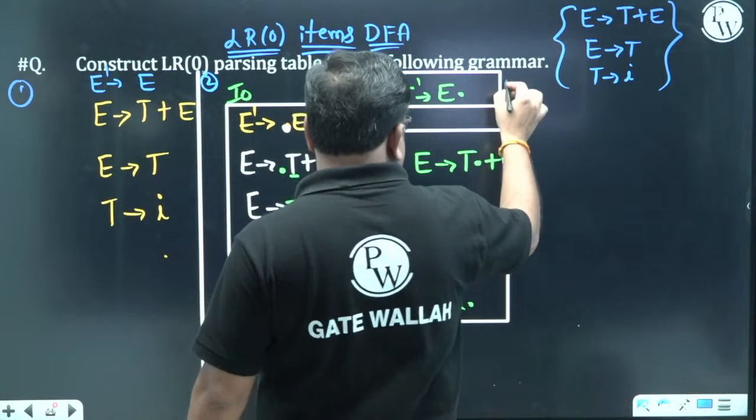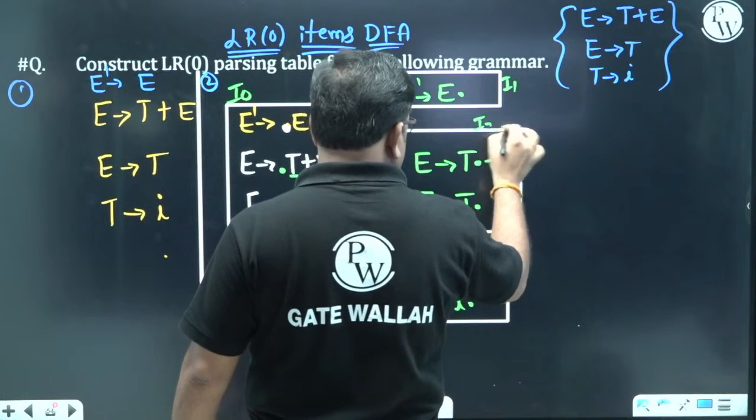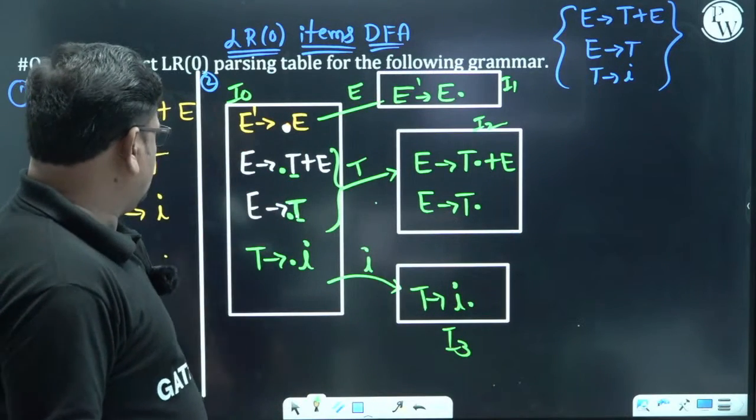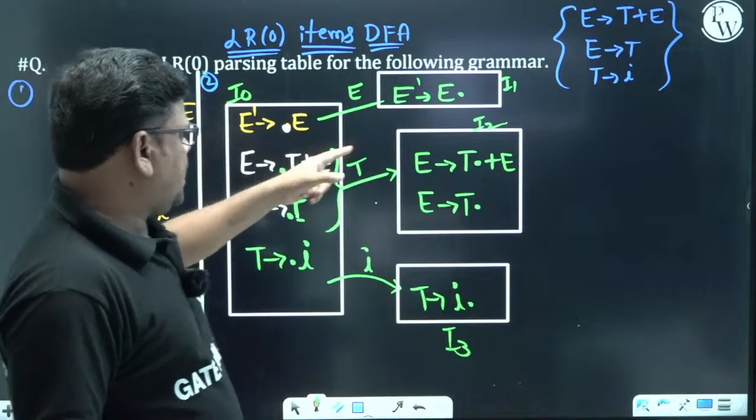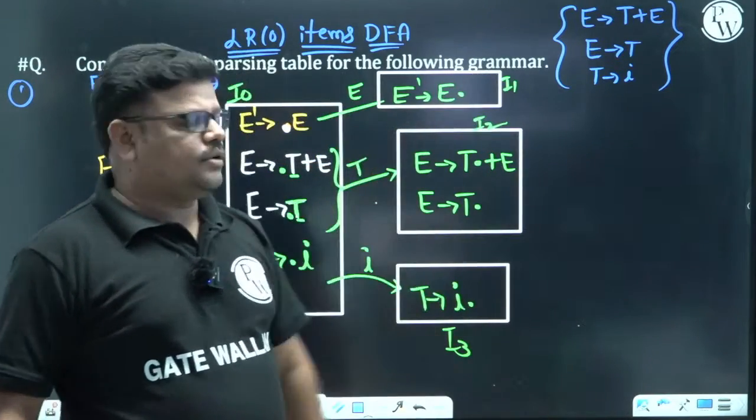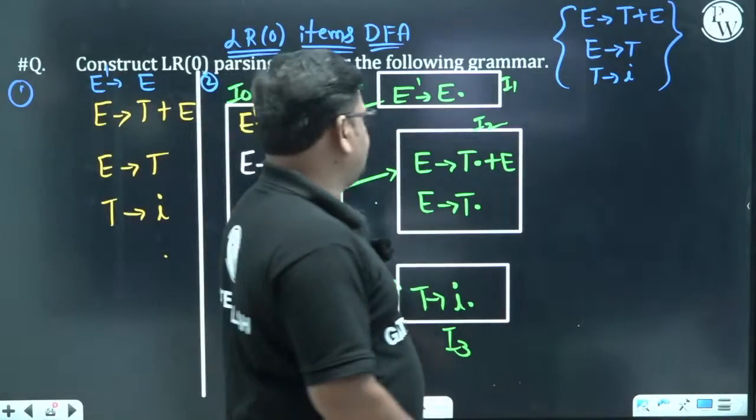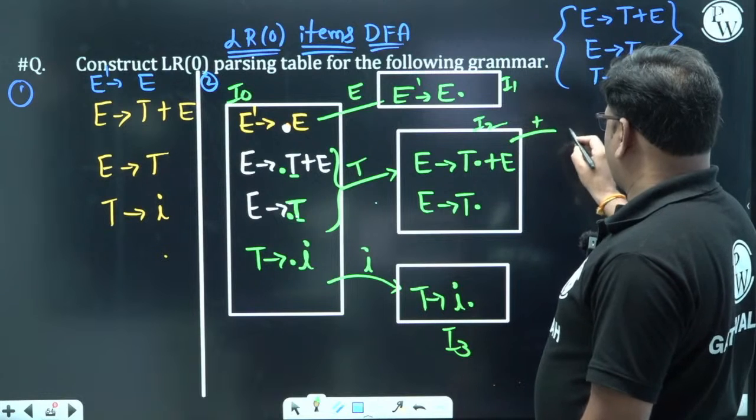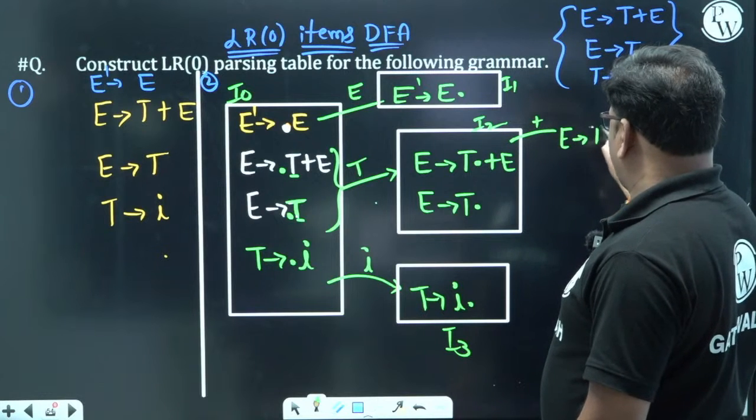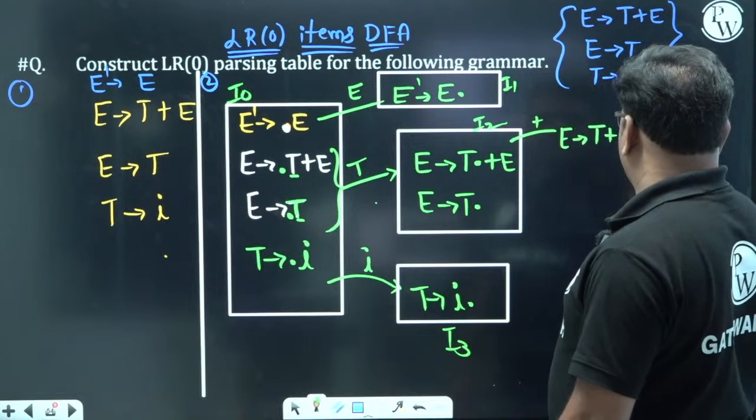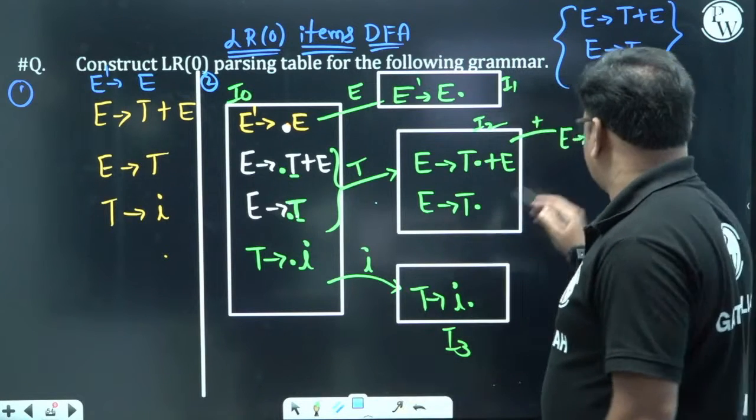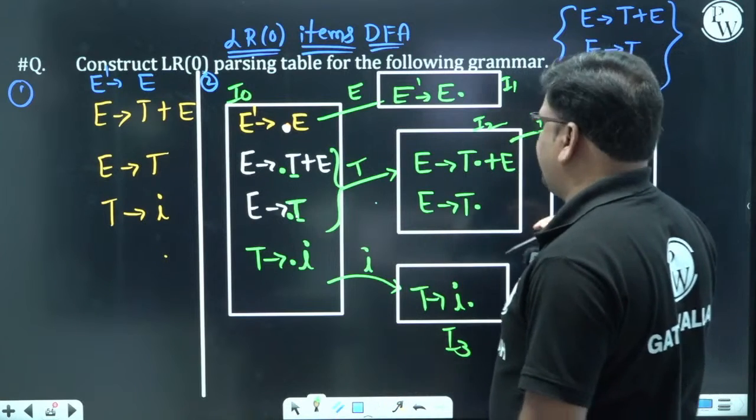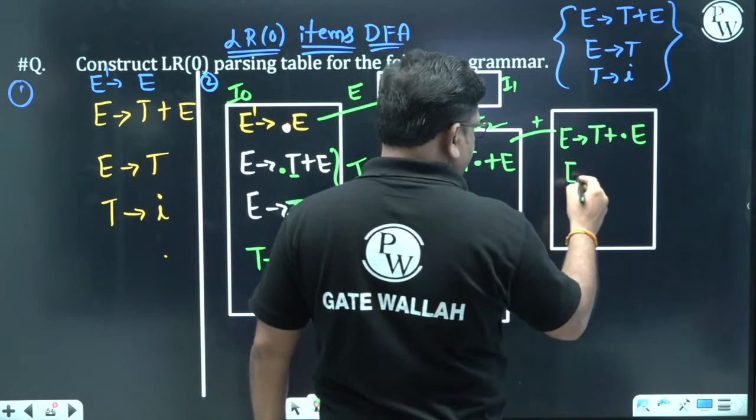Right. So this is our I1 state, this is our I2 state, this is our I3 state. On I0, all closure and goto are completed. In I1, there is no closure or goto possibility. Come to I2. Look at this: on plus, the dot moves this side. But again, we have dot followed by E, so the E productions are to be added.